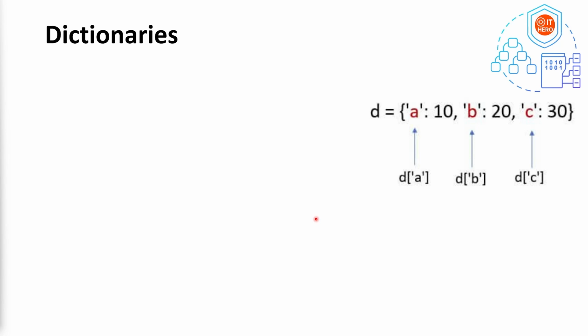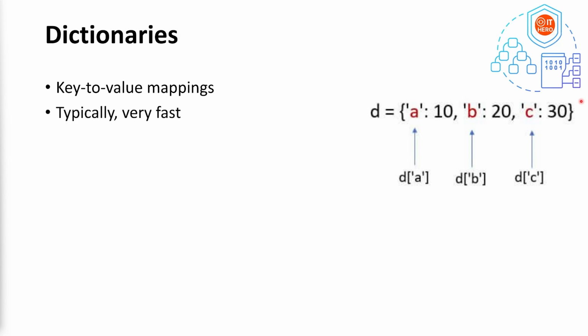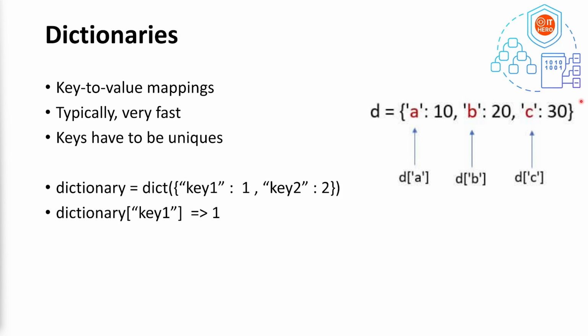Dictionaries are similar to arrays, but here we have a key value pair. For example, we have these key to value mappings where the key is A. For A we have the value 10, for B 20, for C 30. Dictionaries are typically very fast. The keys are unique. For example, this is an example where we have two keys here, and accessing an element by the first key returns the value 1.